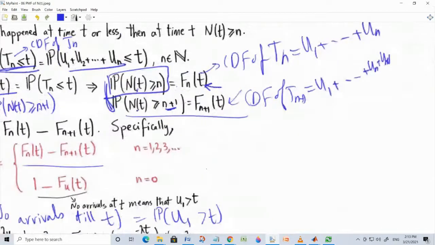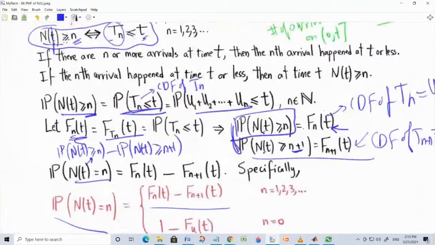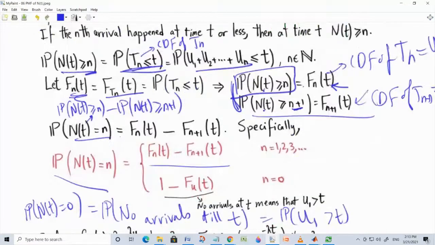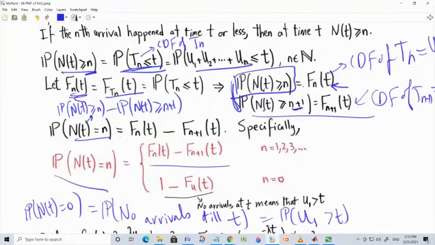Okay, so now see what we are talking about. We are talking about things that are not easy at all. This quantity is the CDF of a sum. That's bad, right? The CDF of a sum is not something that is easy to compute. So keep this in mind, that the general PMF of a renewal process is typically something that we cannot actually compute.